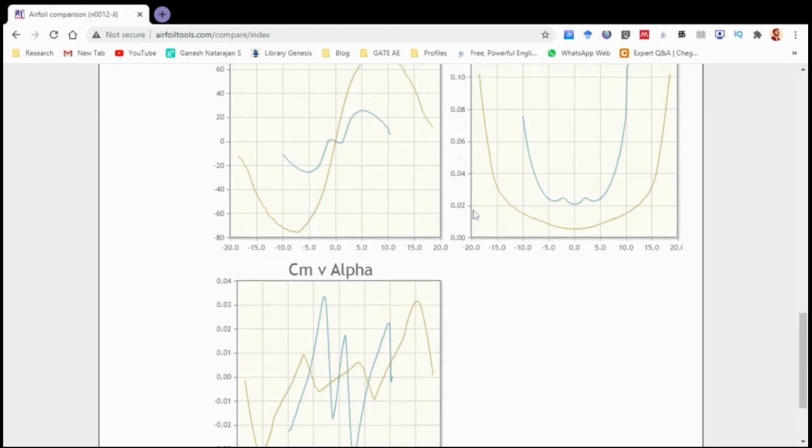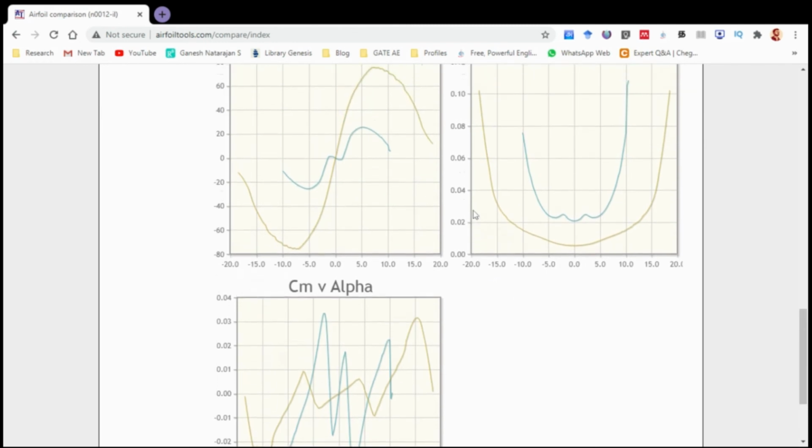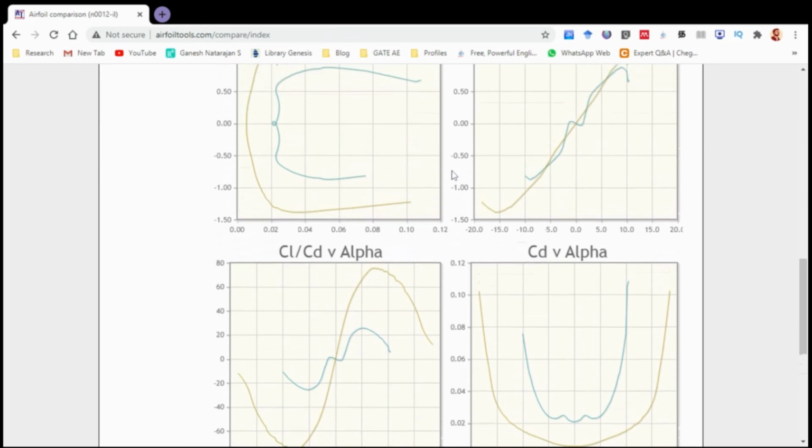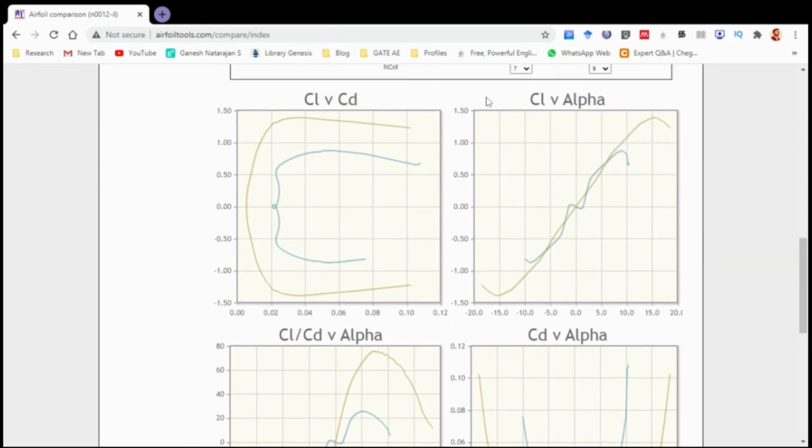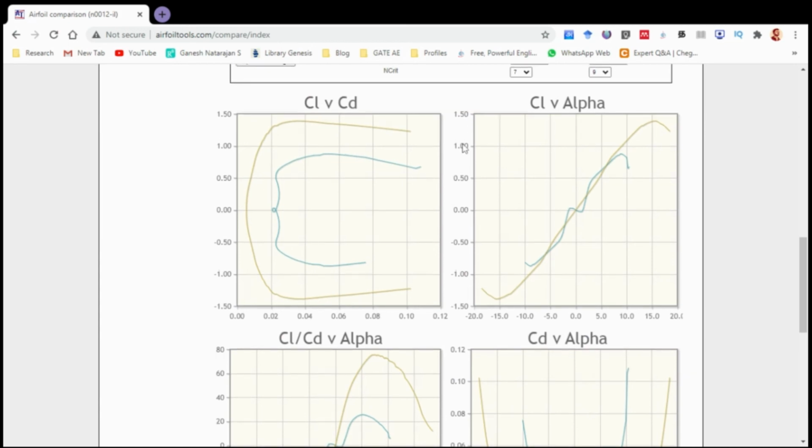So this is the range, and why do we need to remember these ranges? This is because if we are calculating the value of CL, CM or CD, and if we obtain an answer exceeding this, then it is wrong. Like if we are obtaining the value of CL as 16, then it is wrong.